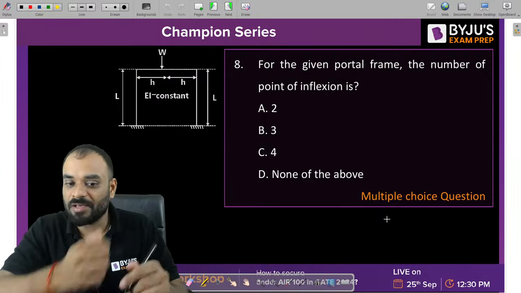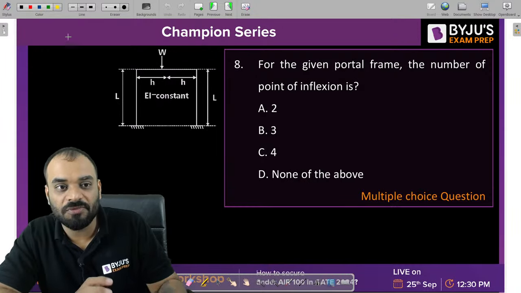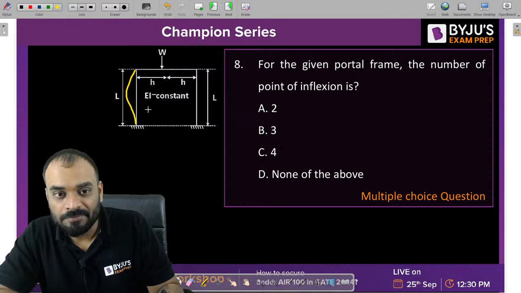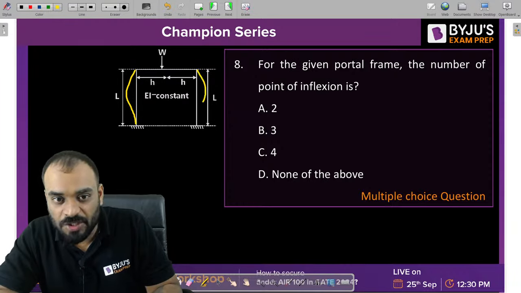Now, please tell me guys, if you draw the BMD or the deflected shape of the structure, you are able to understand how many points of inflection there should be. Kindly draw the deflected shape of the structure.